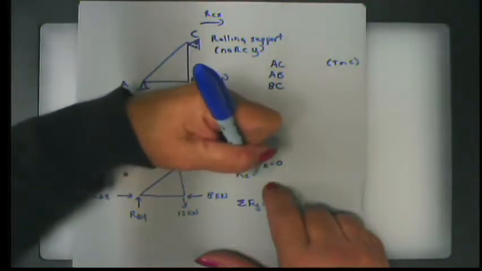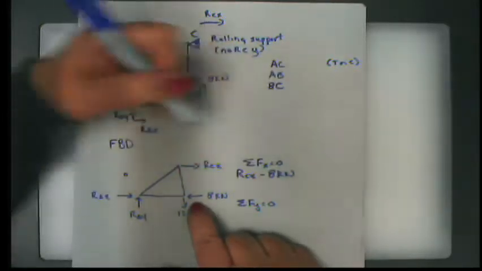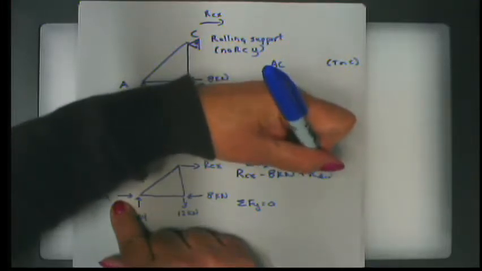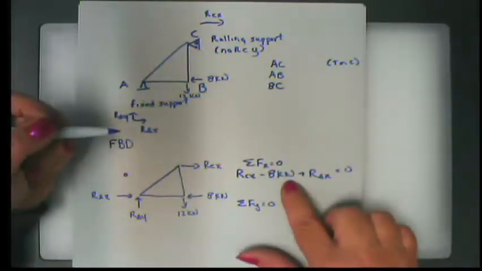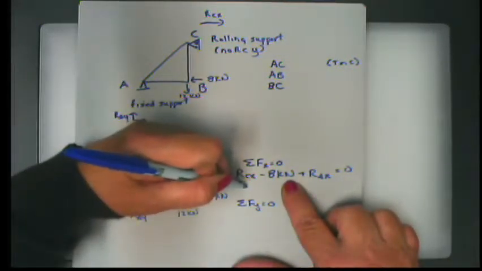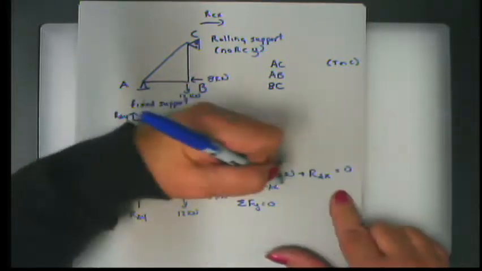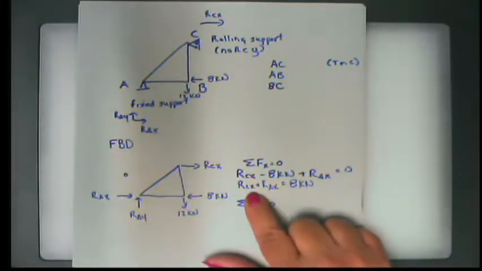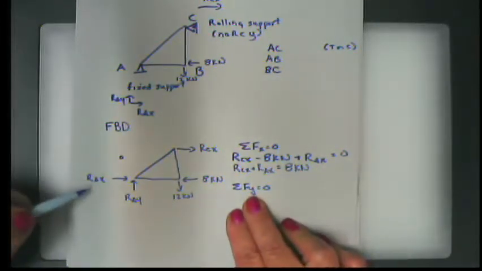And I have an RC in the x direction. I have a negative 8 kilonewtons here at B. And I have a positive RAX. And I know that those three things have to sum to 0. I cannot explicitly solve this, but I can see that RCX plus RAX, if I bring this over to the other side, has to equal 8 kilonewtons. Okay, so I can't solve for these explicitly, but I will fix that in just a moment because I do have a third equation of equilibrium.